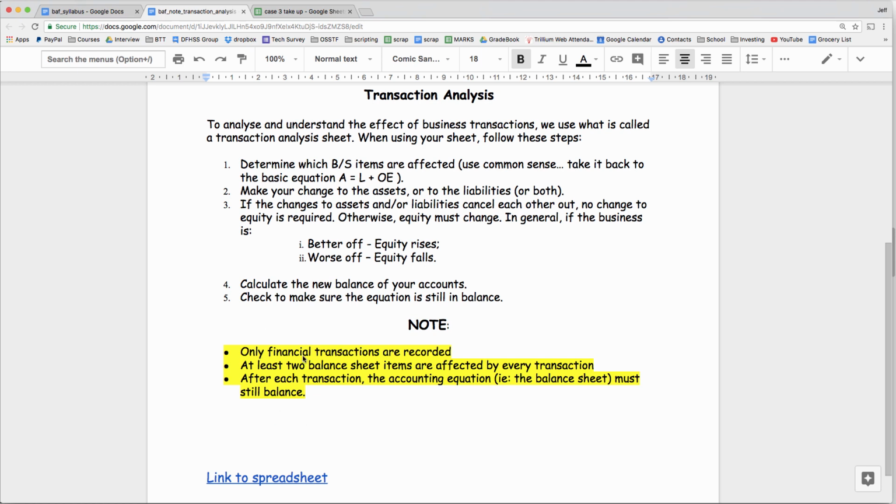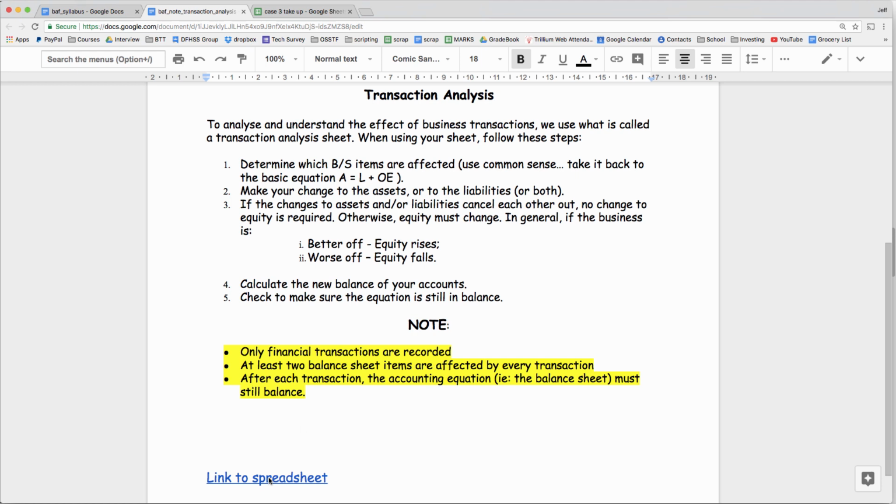Remember this: that you only record financial transactions. In other words, things that can be converted into, that have, monetary value. Second, because it's an equation, at least two things are going to change. Two balance sheet accounts have got to be affected in some way, or the equation won't balance. After each transaction, the transactions themselves have to balance, and the whole equation, the totals in each account, have to balance when you're done.